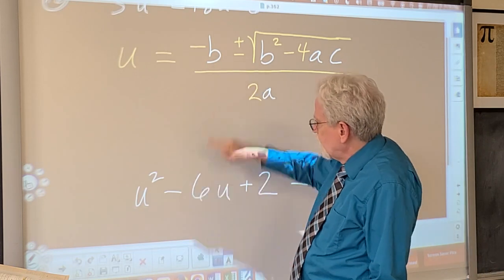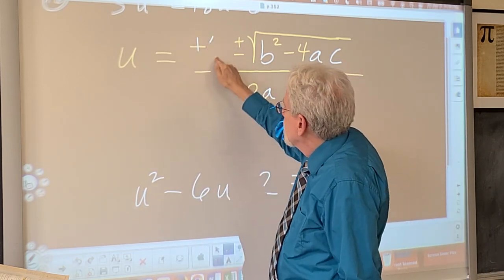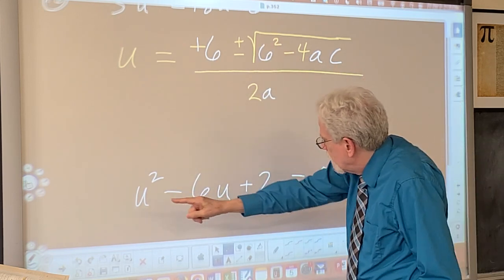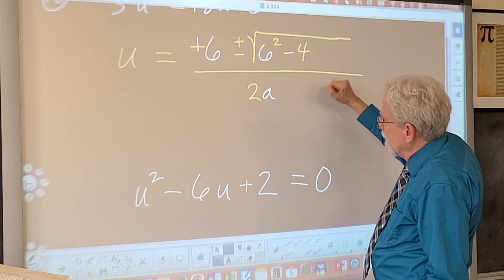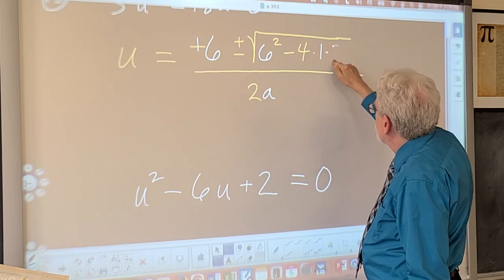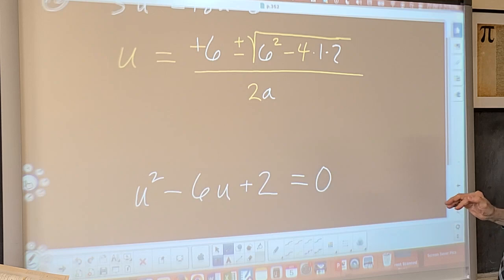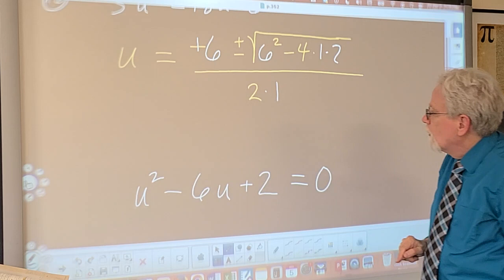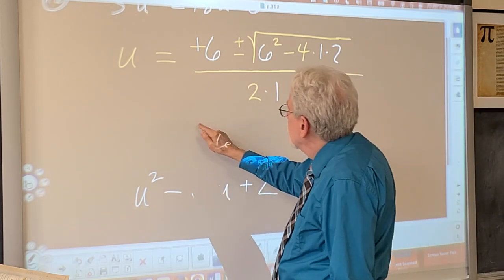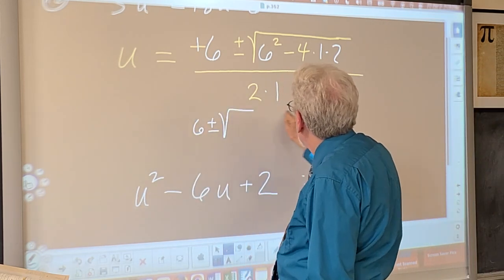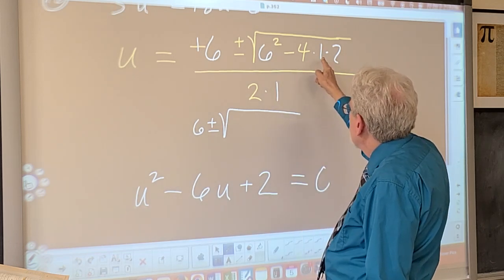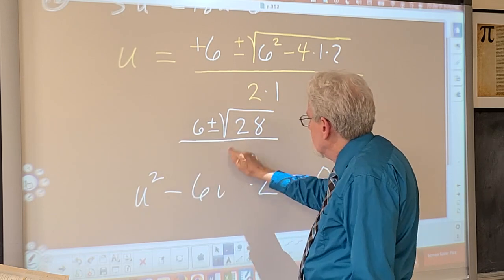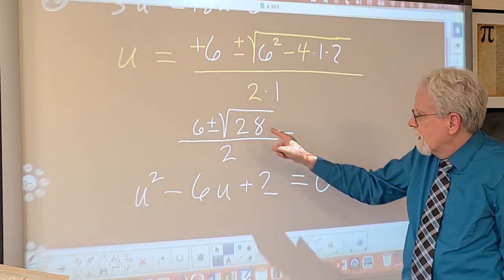So we have inverse b, that's going to be a positive 6, plus or minus 6 squared, minus 4 times 1 times 2, that's minus 8. 4 times 1 times 2, I'll leave that way, I can't erase that. And all over 2 times a, which is 2 times 1. And we're off. Simplifying, we have 6 plus or minus the square root of 36 minus 8 being 28 all over 2.